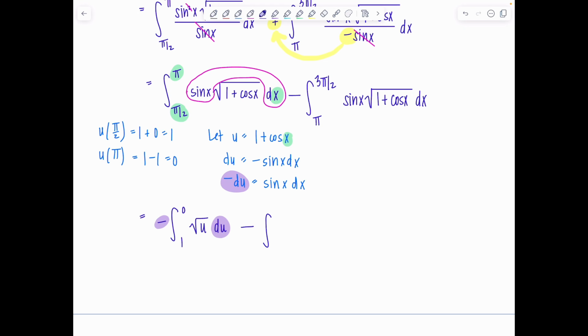Okay, now let's look at the next little integral. Minus, so the limits are pi, 3 pi over 2. We already figured out pi becomes 0, so this is a 0. What about 3 pi over 2? So u of 3 pi over 2 is 1 plus cosine of 3 pi over 2, which is 0, so that's just 1. And then here we're going to have rad u. And then do you remember what sine x dx was? Negative du. So I'm going to put du, and then since there's another minus sign, this becomes a plus.